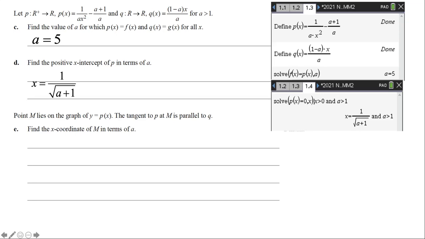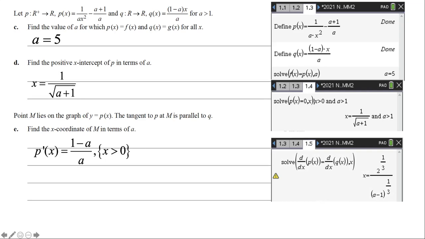Point M lies on the graph of y equals p of x. The tangent to p at M is parallel to q. Find the x-coordinate of M in terms of a. So the derivative of p with respect to x is equal to the gradient of this straight line here. And x must be greater than 0. If you solve that on your CAS calculator for x, you will get this nice expression 2 to the power of 1 over 3 divided by a minus 1 to the power of 1 over 3. So this is the x-coordinate of M in terms of a, but you don't need to find the y-coordinate because the expression is too ugly. So you just need to state this value here.